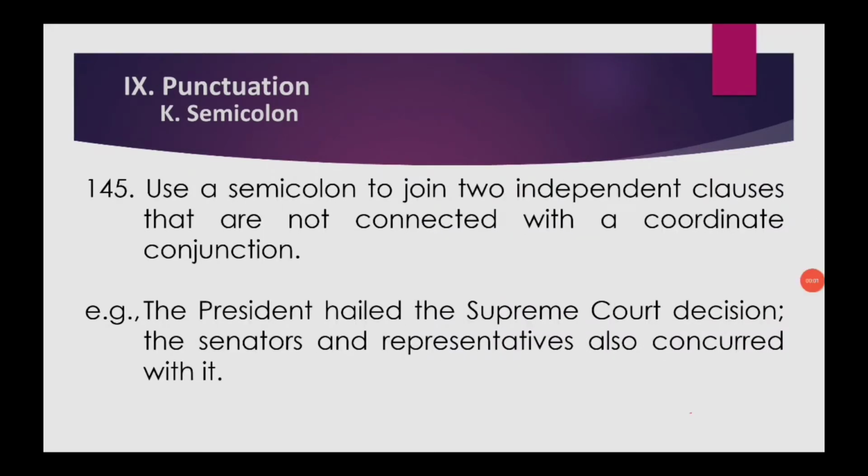Use a semicolon to join two independent clauses that are not connected with a coordinating conjunction. Example: The President hailed the Supreme Court decision; the senators and the representatives also concurred with it. You have one thought, two different supporting statements that are joined together.